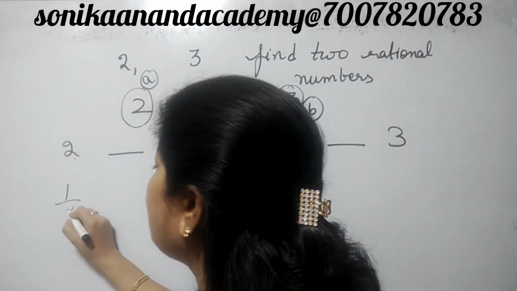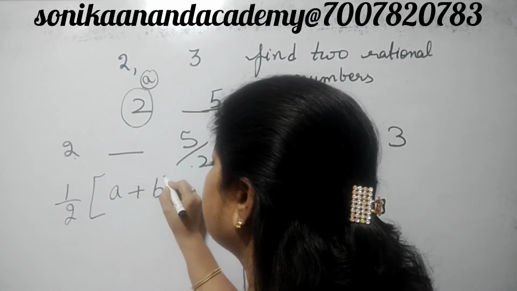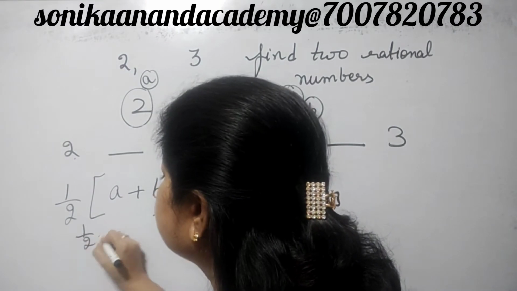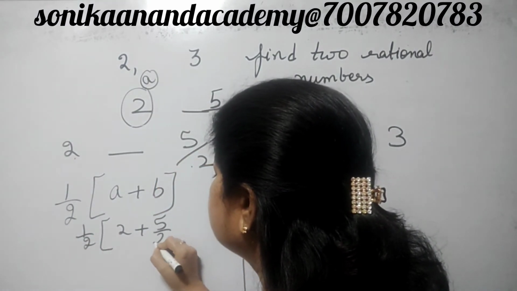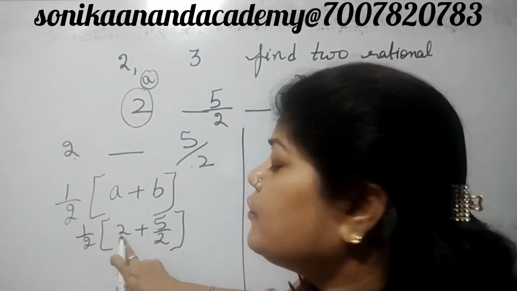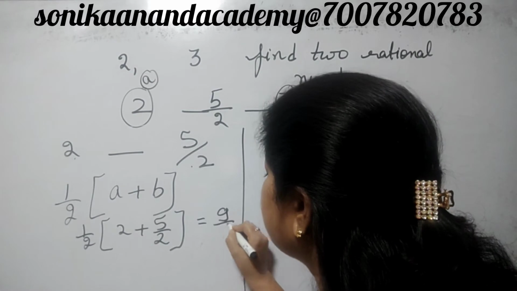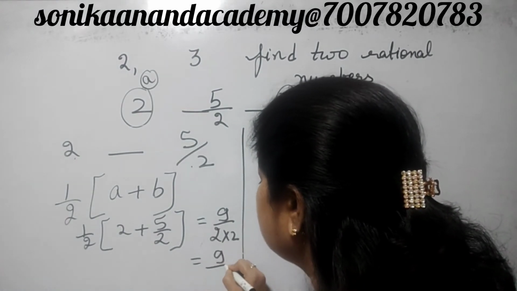So our formula again becomes 1 upon 2 (A plus B). Clear? So 1 upon 2 times (2 plus 5 upon 2). When you solve, 2 twos are 4, 4 plus 1 is 5, so that is 9 by 2 into 2. That means we get 9 over 4.